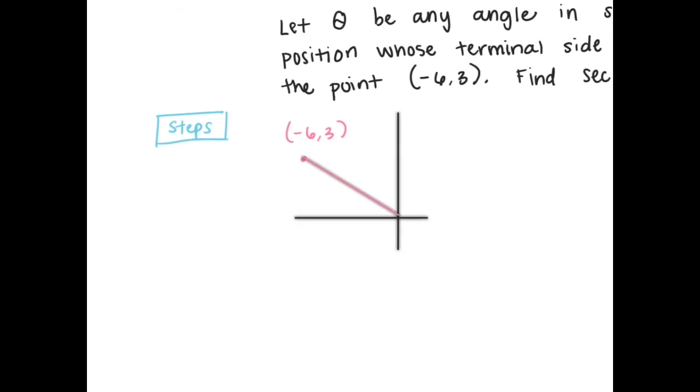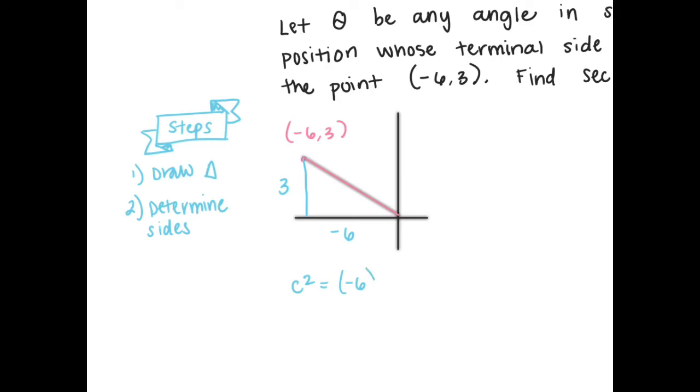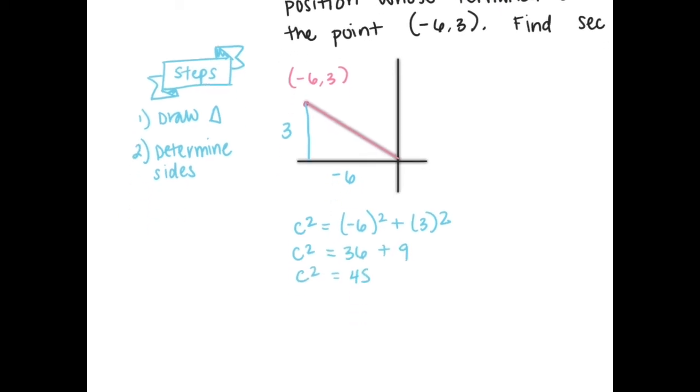Of course, you know how I feel about my steps. Our very first step is going to be draw the triangle. So when I draw this triangle, I'm going to get here, and now I need to fill in the appropriate numbers. So my horizontal distance is negative 6. 3 is my vertical distance, and I'm going to use Pythagorean theorem to find the hypotenuse. If you do this correctly, you should get 3 root 5. After you get your 3 root 5, you can then label your triangle opposite, adjacent, and hypotenuse.